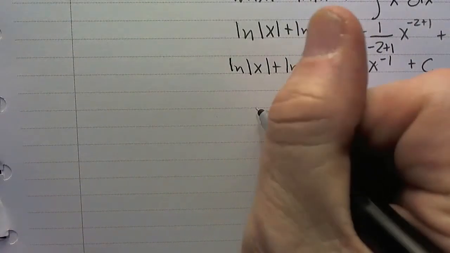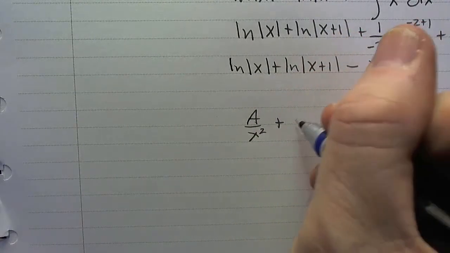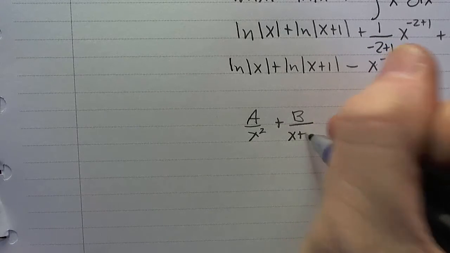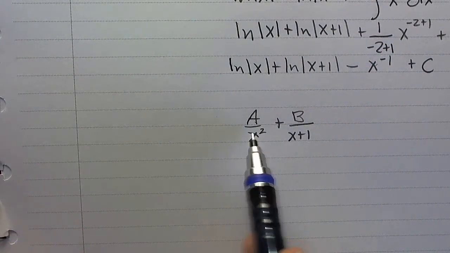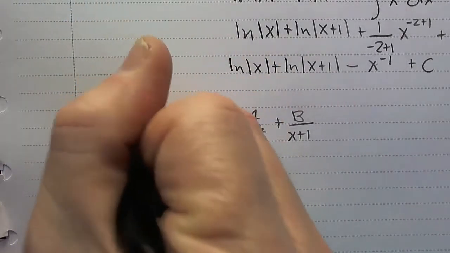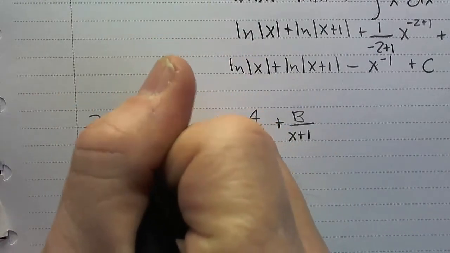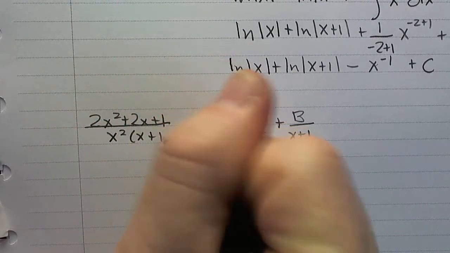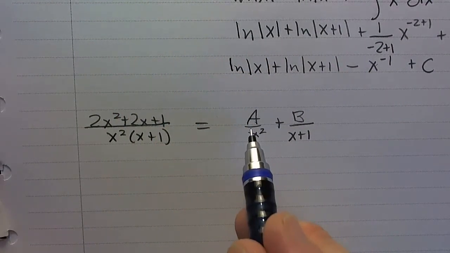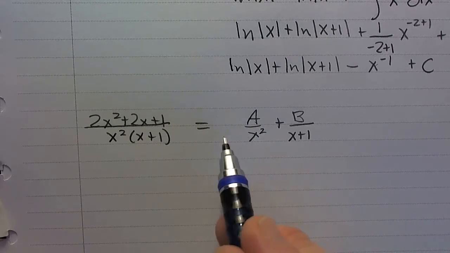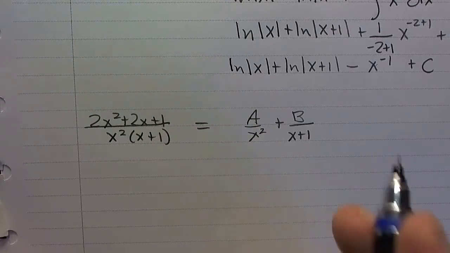Let's suppose I just had a over x squared plus b over x plus 1. In other words, let's see what would happen had I left off that a over x. In other words, if I'd started right here. So I've got this. I've got 2x squared plus 2x plus 1 all over x squared times x plus 1. Now in this right here, I'm not making allowance for the fact that there was a 1 over x involved in forming this fraction. Well, let's see how it works out then.